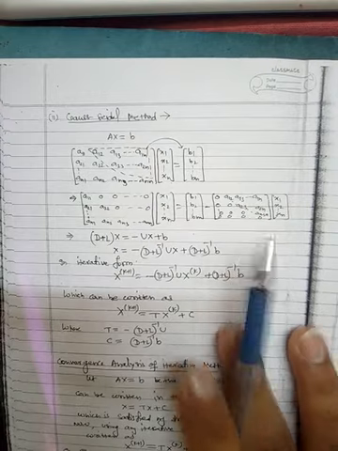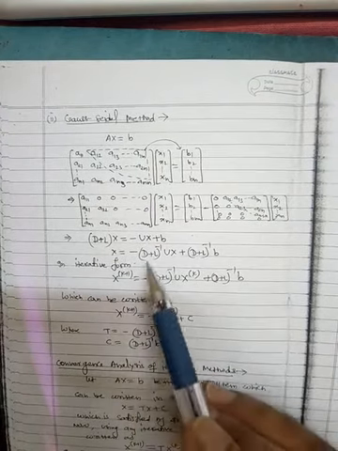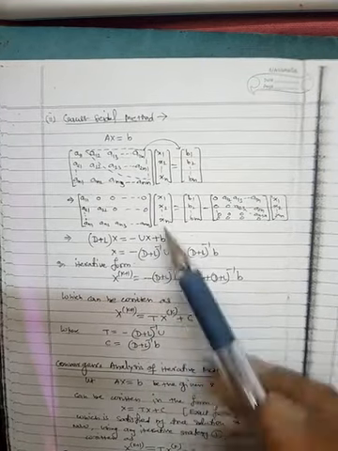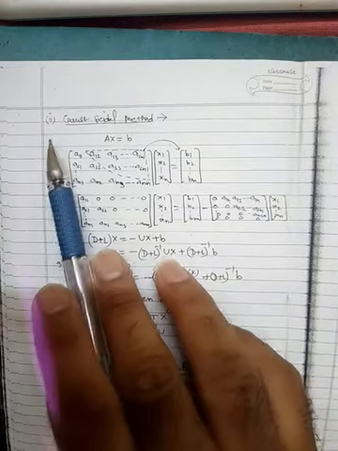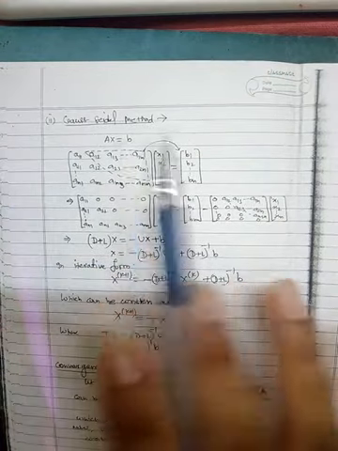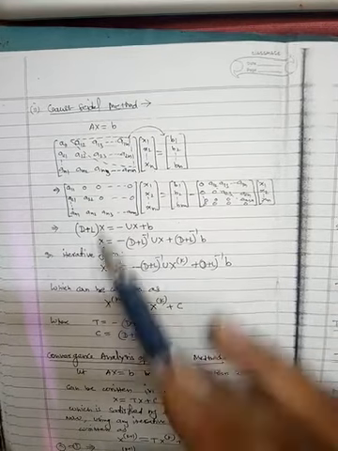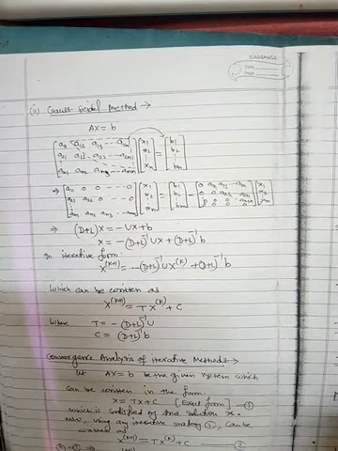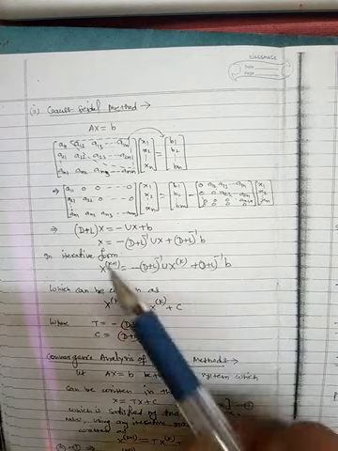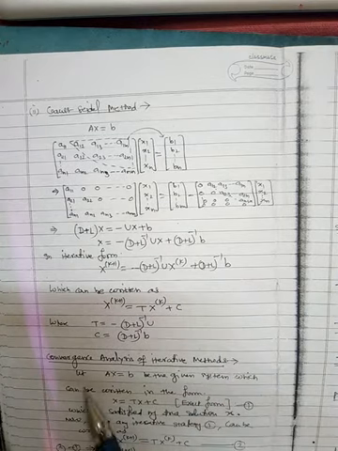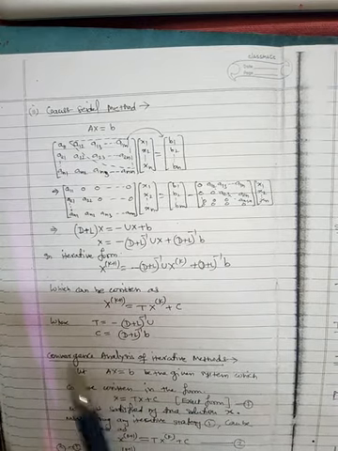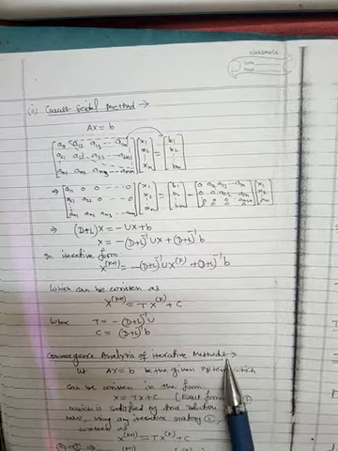So depending upon our choice of T and C, we have different methods. Here we have taken only two methods, Gauss-Jacobi and Gauss-Seidel method. Now we will discuss the convergence analysis of these two methods. What are the conditions for which these methods will converge? So suppose we have Ax = b, so this is the convergence analysis of iterative methods.